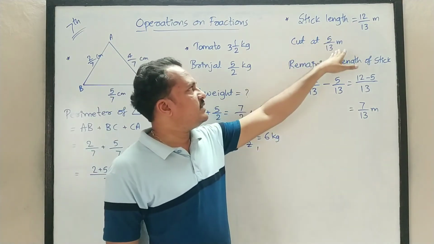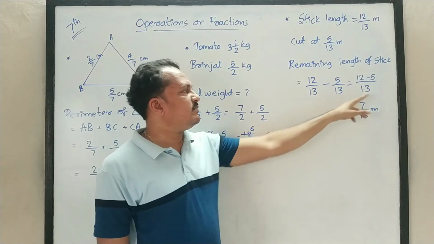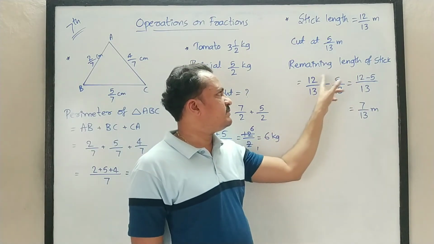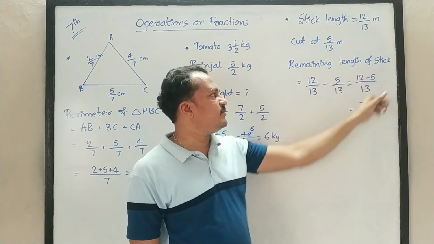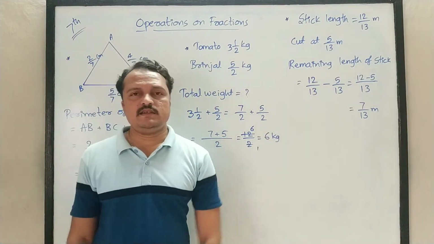Then we have to subtract these two here: 12 by 13 minus 5 by 13. The denominator is the same here, so only subtraction in the numerator. 12 minus 5, that is 7. 7 by 13 meter is the remaining length of the stick here.